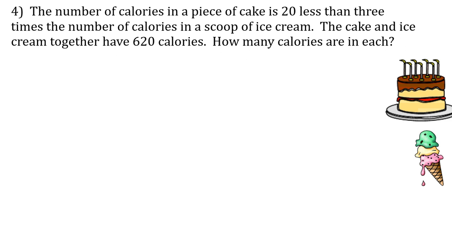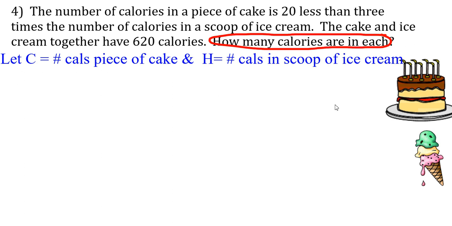So what do we know about the problem? We can see that we're talking about calories in cake and calories in ice cream, and we keep going back and forth about cake and ice cream. So we could have those represent our variables because our goal is, again, to figure out how many calories are in each, the slice of cake and the ice cream. So let's start defining our variables. Let's say C represents the number of calories a piece of cake has, and H represents the number of calories in a scoop of ice cream.